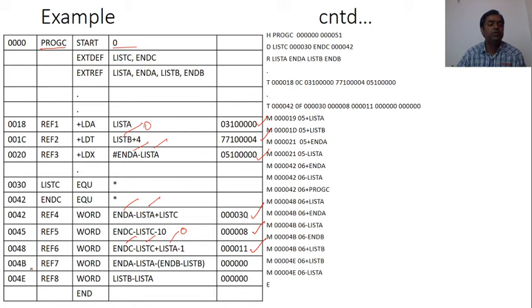At address 004B, end A minus list A, I don't know the value of end A minus list A. Here also I don't know the value of end B and list B, so it will be 0 only. At address 004E, list B minus list A, I don't know the value of list B as well as list A, so it will be 0 only. Now, what will be the modification record now? Here now you are able to write these records.